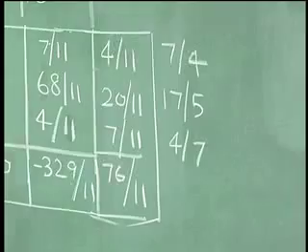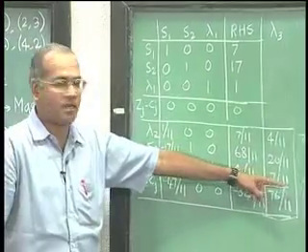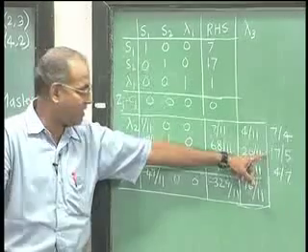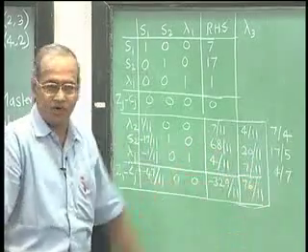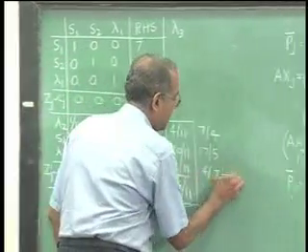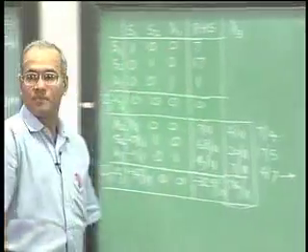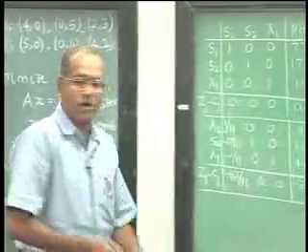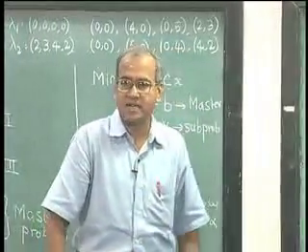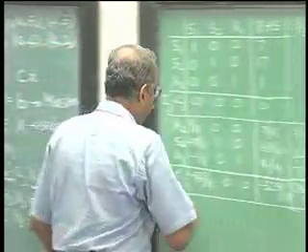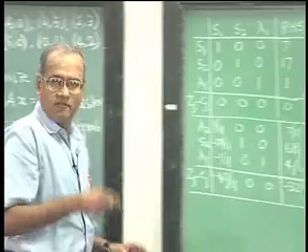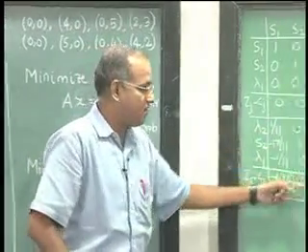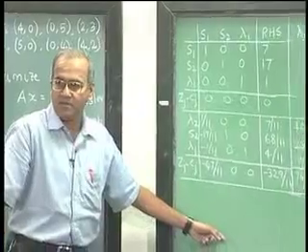Now, clearly 4 by 7 is the minimum of the 3, because this is more than 1, this is more than 3 and this is less than 1. So, this variable leaves the basis. So, when this variable leaves the basis, we need to perform one more simplex iteration, where we replace lambda 1 with lambda 3 and continue with the simplex algorithm.